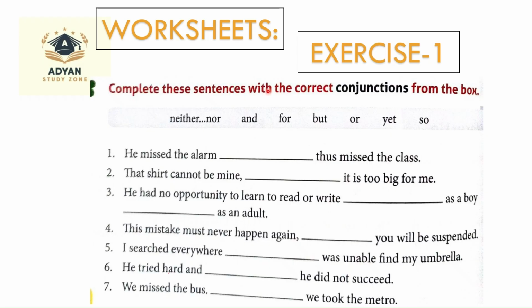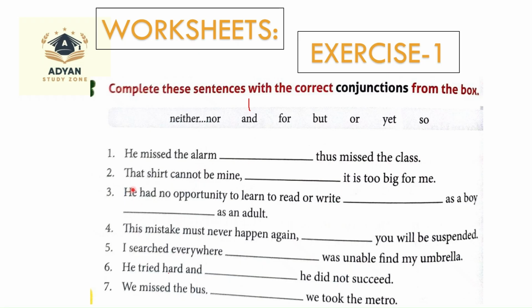Now, let's get started. So the first exercise is to complete these sentences with the correct conjunctions from the box. So the first question is, he missed the alarm dash thus missed the class. So the correct answer is and. So and is the correct conjunction for this. He missed the alarm and thus missed the class.